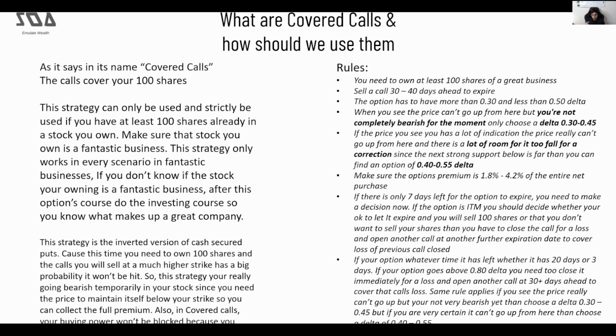Now, another rule is that when you see the price can't go up technically in the charts, if you see the price can't go up from here, but you're not completely bearish for the moment, only choose a delta between 30 to 45 delta. So what do I mean by very bearish?